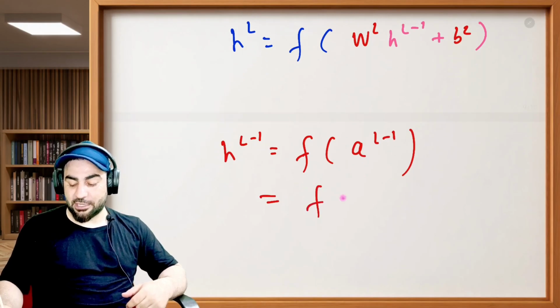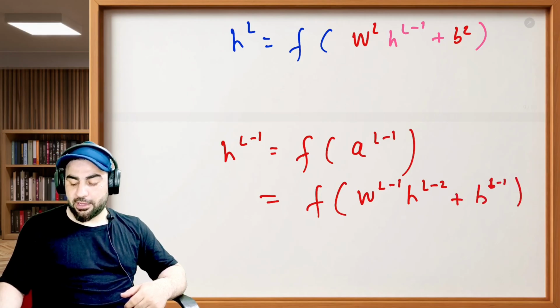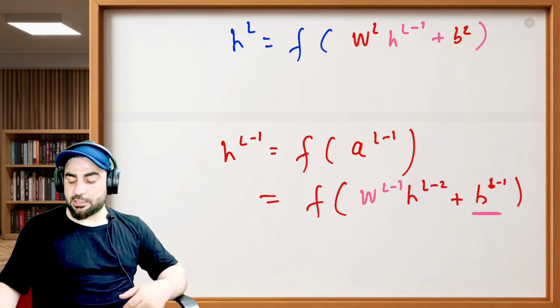I should again dissect this. I should say F. What was this equal to? This was equal to WL minus 1 HL minus 2 plus BL minus 1. Again, I only have control over these two things. I can change this weight and I can change these biases. What I'm writing in pink is what I have control over.